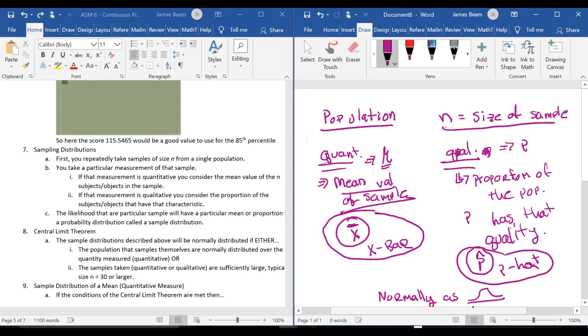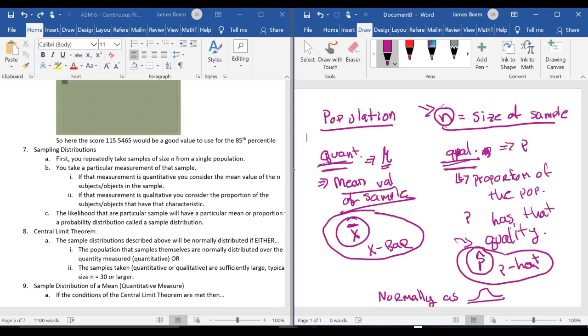Okay, so this is the weird part. So I'm going to sample these things, right? I'm going to take samples of size n, and I'm going to take a whole bunch of those samples. And if I start mapping out those samples of size n, if it's a quantitative sample, the mean of those samples are going to be normally distributed. Or if it's a qualitative sample, the proportion of those samples will be normally distributed.